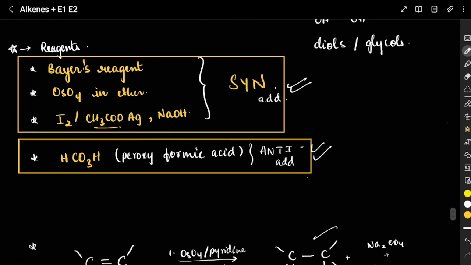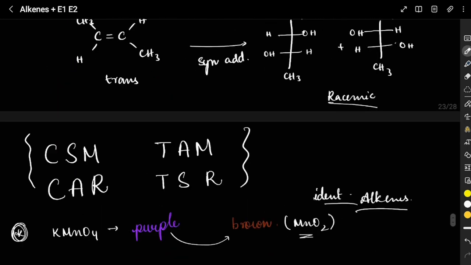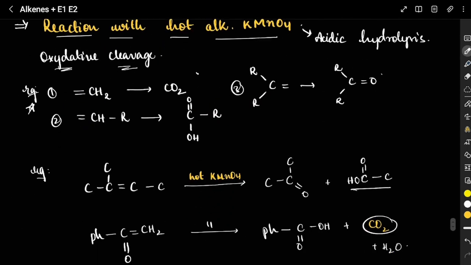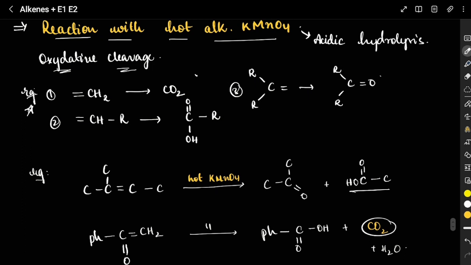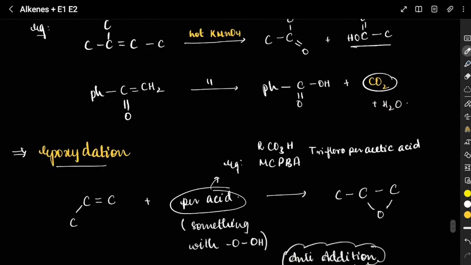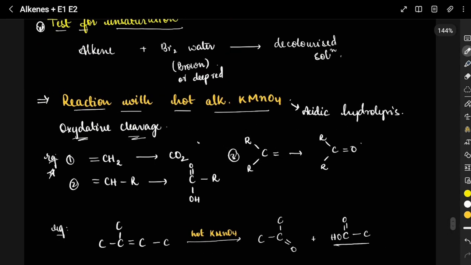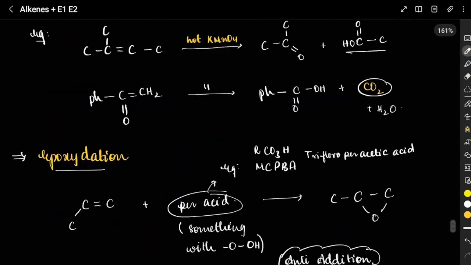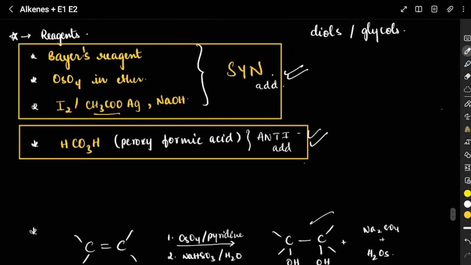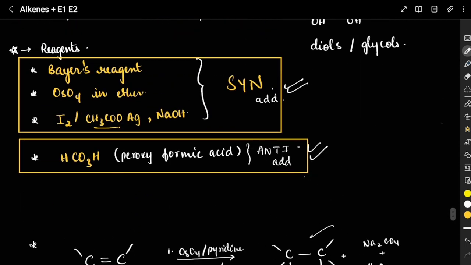So we have seen syn addition and anti-addition reagents, racemic mixtures and meso compounds, and then hot alkaline KMnO4. In the case of hot alkaline KMnO4, various products are formed: for a terminal alkene, CO2; in the middle of the chain, double bond O and OH; and if we get a 3-degree situation, then only double bond O. That's it. We are done with all the important properties of alkenes. We have some named reactions and the rest of the reactions, which we will cover in the next video. Thank you for watching till here. Have a nice day.